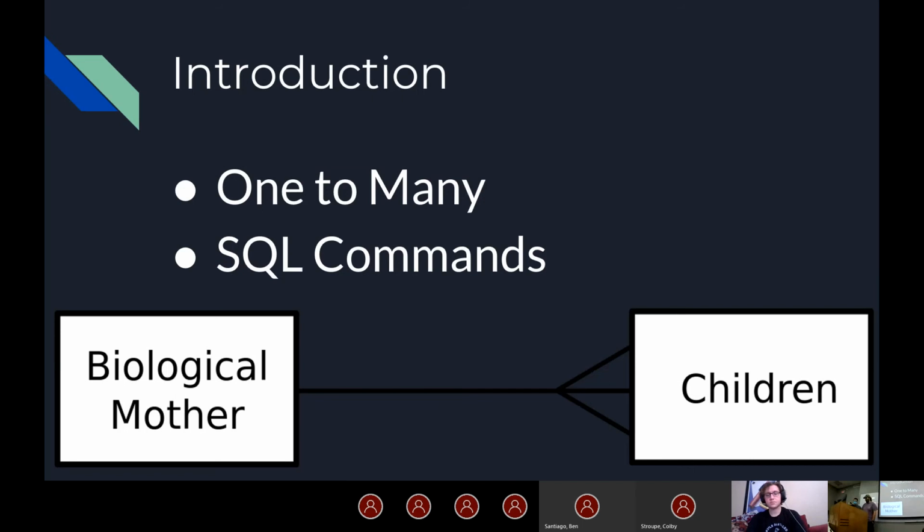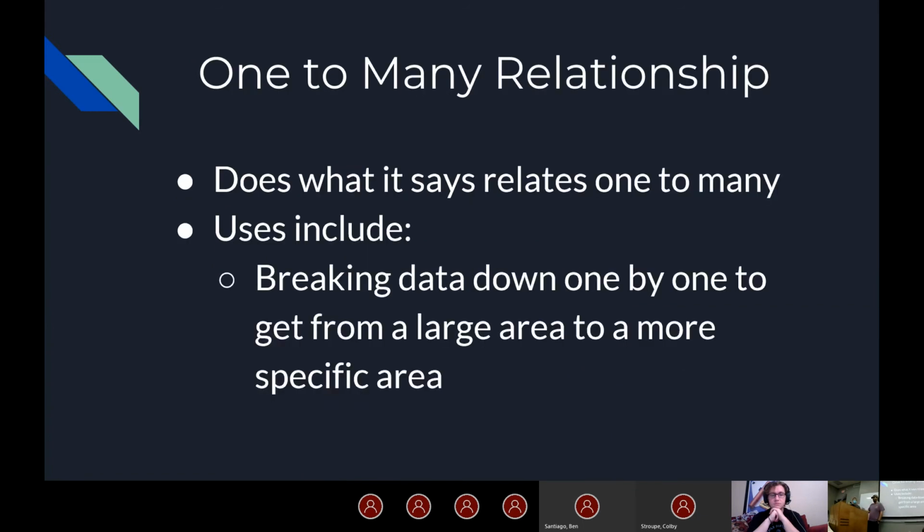All right. So this chapter was about the one-to-many relationship, and then some SQL commands. The image here is a one-to-many relationship that I found that goes from a mother to her children, showing that you have one mother and she can have a whole bunch of children. But a child can only have one mother. One biological mother, that is.